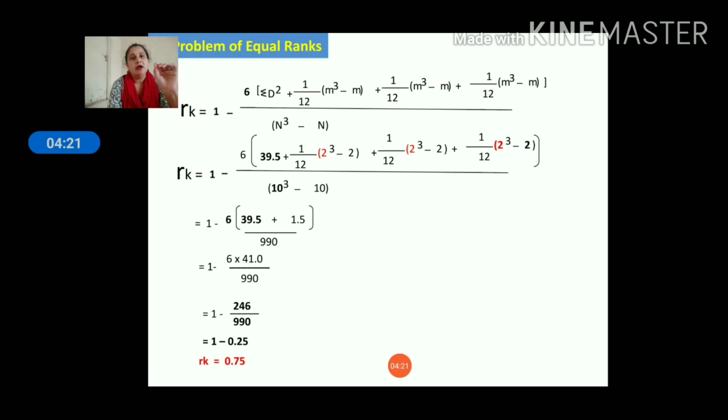This is a high degree correlation because this value is 0.75. So 0.75 to 0.99 is your high degree correlation. So here the answer is 0.75. Okay.